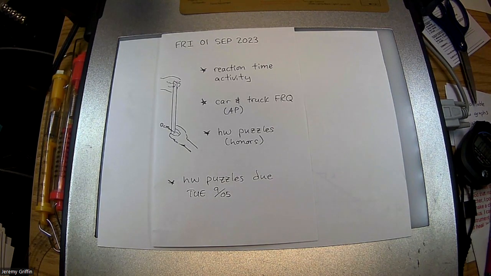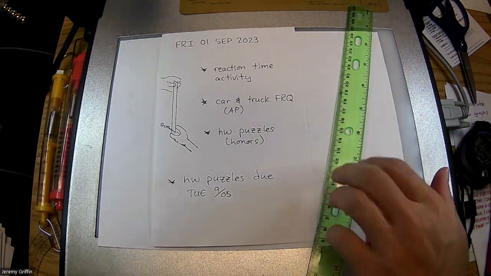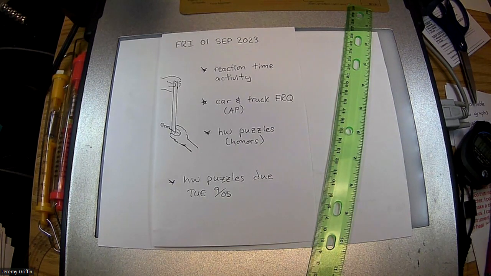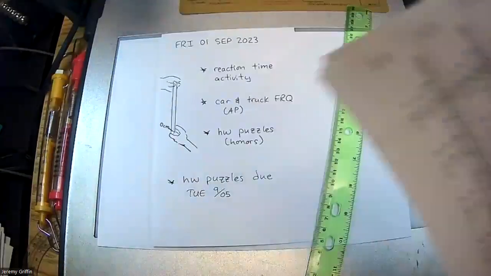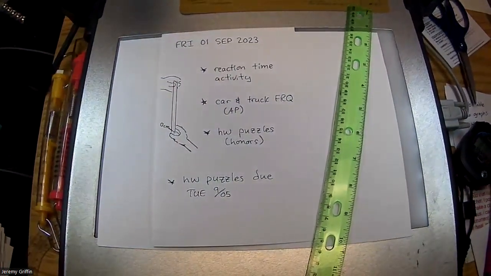One thing, I've got a ruler activity. You guys have rulers in your desks, right? So we're going to do the activity, and then I'll give you the rest of the class time to work on these puzzles that are due Tuesday. You remember these are due Tuesday, right?